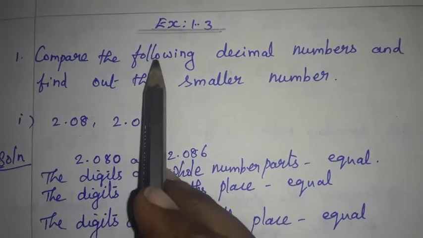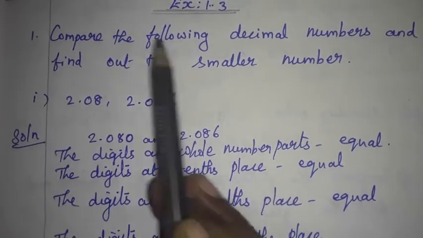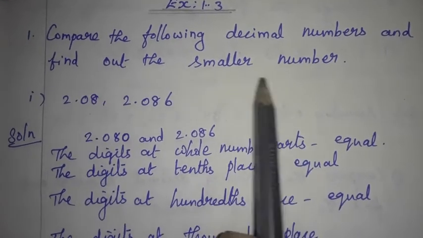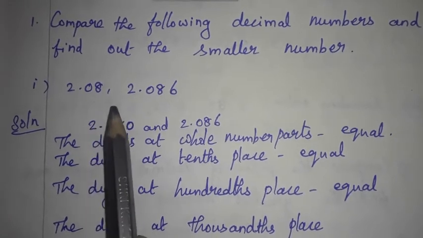Now see exercise 1.3 using the comparison of decimals. First sum, compare the following decimal numbers and find out the smaller number. You have to compare the two given numbers and write which is the smaller number.